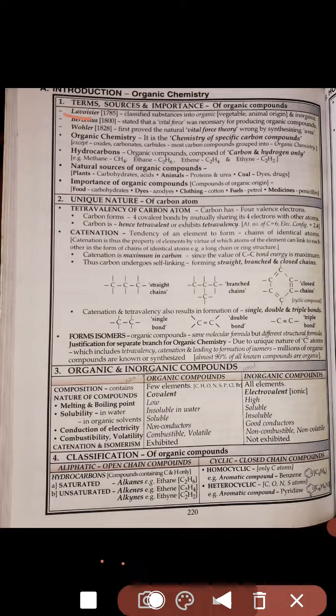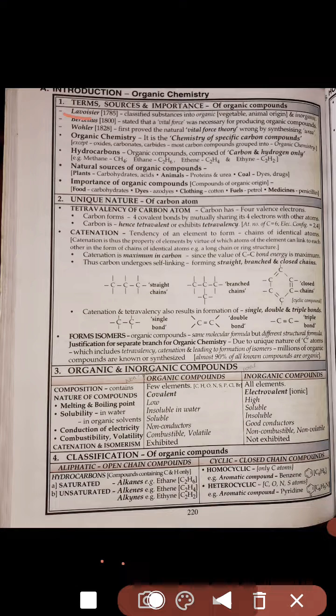But later Wohler came. Wohler proved the natural vital force theory wrong by synthesizing urea. Berzelius said that vital force is responsible for the production of these organic compounds, but Wohler proved him wrong because he synthesized urea. So he showed that the vital force is not necessary and one can produce these compounds through laboratory methods.